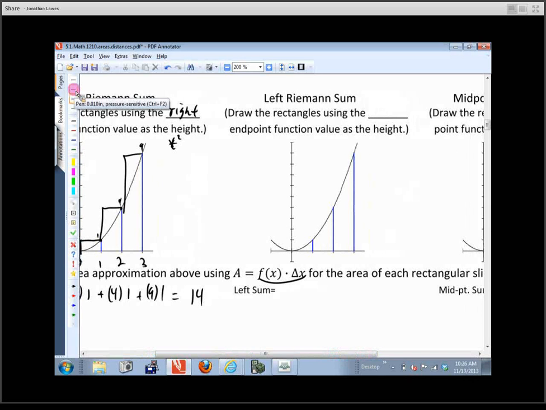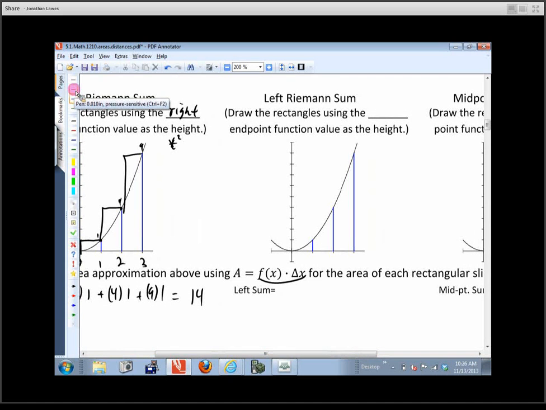Okay. Let's do the left one, wherever that is on your paper. For the left one, I'm going to do, again, 0, 1, 2, and 3. On the left one, I use the left endpoint. If I plug that into x squared, I get 0 squared, so the height would be 0. Seems a little bit silly, right? For the second subinterval, the left endpoint is 1, so the height would be 1. And on the third one, the left endpoint is 2, so the height would be 4. So again, take the function value, the height, and multiply it by the width.